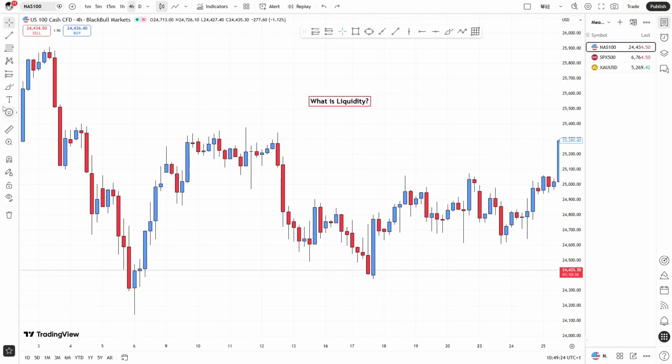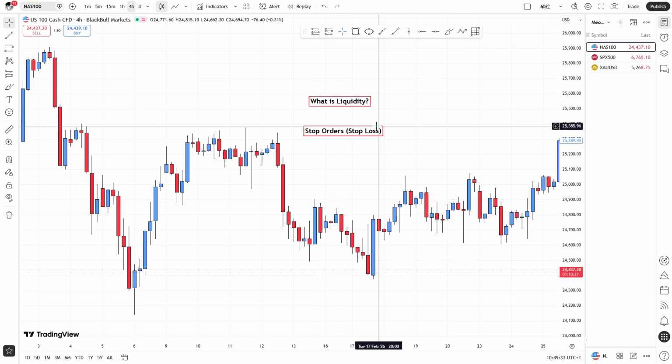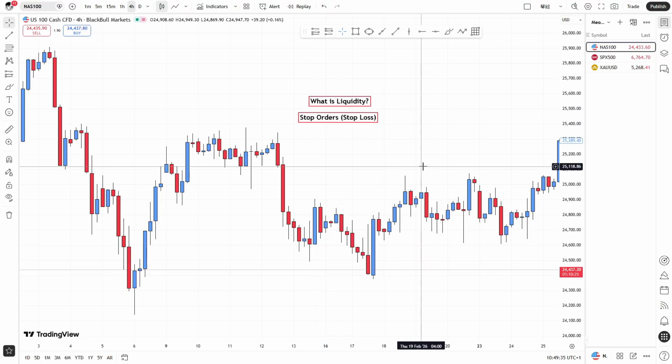I would explain it like this: we have stop orders, like a stop loss. I hope you guys are using a stop loss when trading. If you don't, you're definitely doing something wrong, right? Use a stop loss when trading, or otherwise you will blow your account an infinite amount of times and you don't want to do that, so use a stop loss.